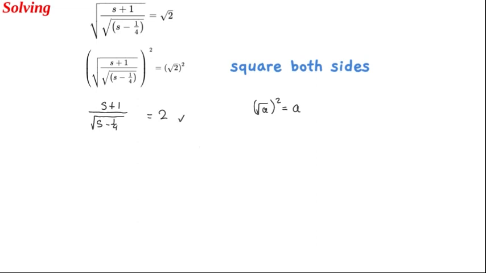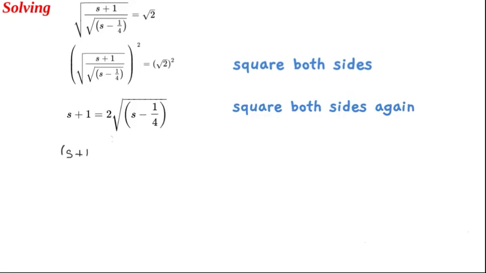Okay. Now what we're going to do is multiply across, and we will get s plus 1 is equal to 2 square root of s minus 1 over 4. But s plus 1 needs to be squared, so we need to keep all of this together, and then apply 2 with its own square and the square root of s minus 1 over 4 with its own square. As we need to distribute the squares, if we have the combination ab to the power of n, we will distribute the power: a to the power of n and b to the power of n.